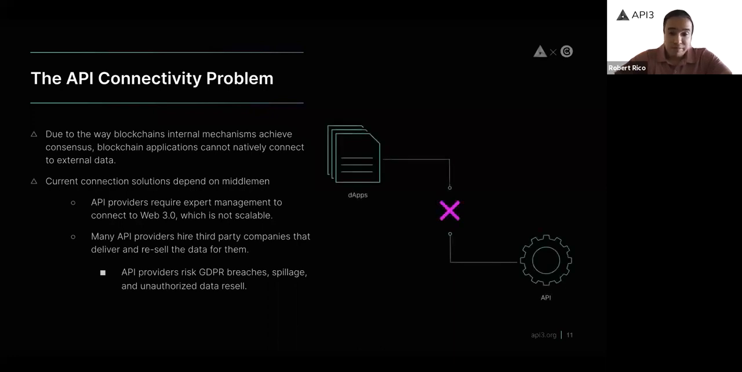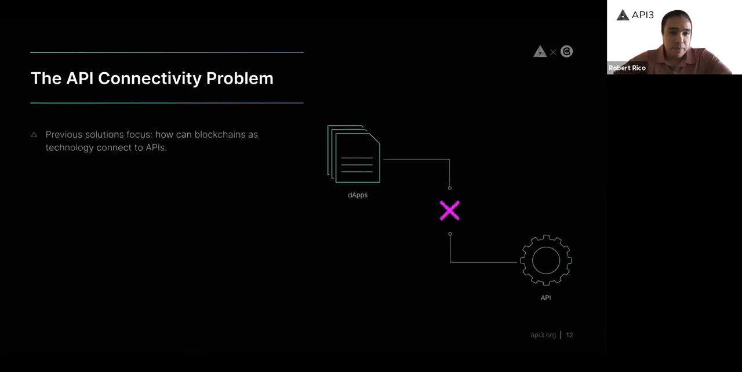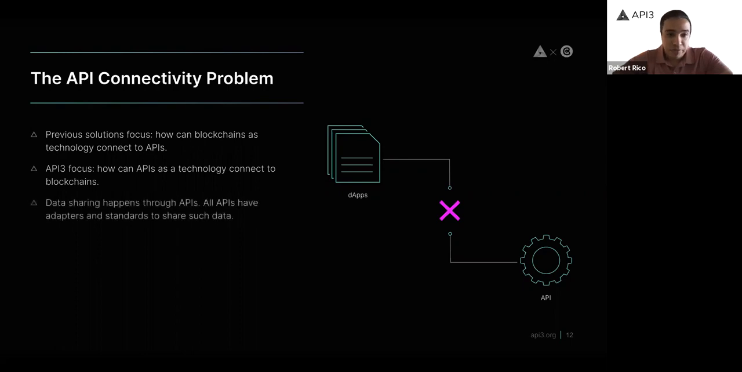And so here we have an illustration showing API providers can connect to dApps. From our experiences, previous solutions really focused on how blockchains as a technology connect to web APIs. And API3's focus is really to ask the question, well, how do APIs as a technology connect to blockchains? And as a reminder, data sharing happens through APIs. The main solutions that we rely on are powered by APIs.